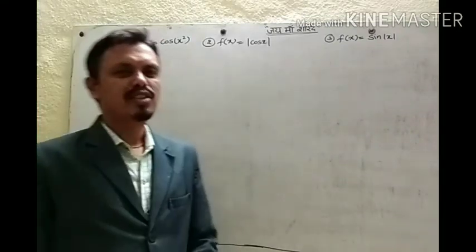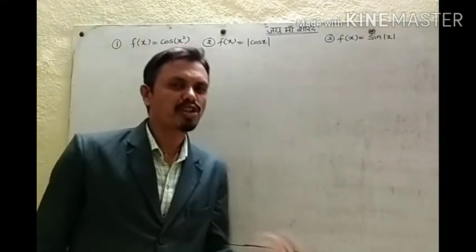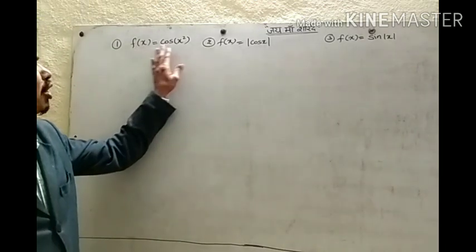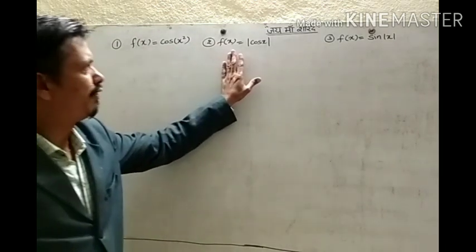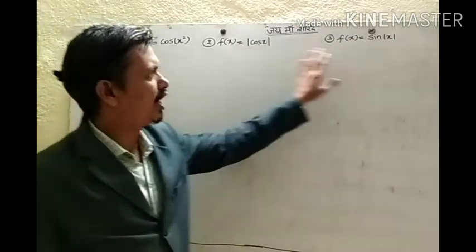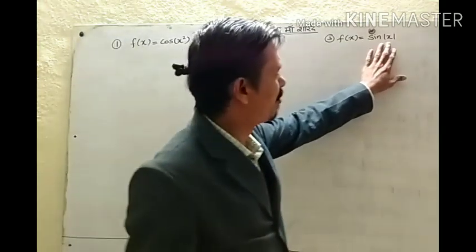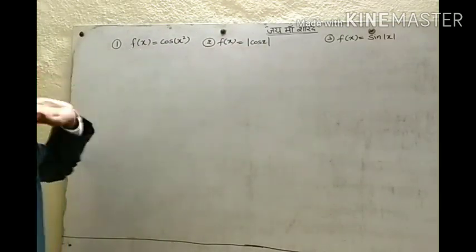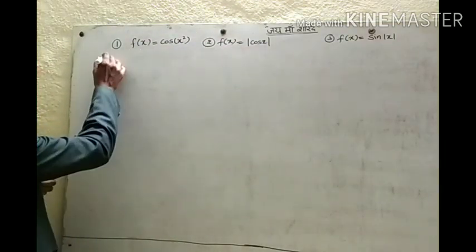Good morning, students. Today we will see some more questions on continuity. We have to show f of x equal to cos x square, f of x equal to mod of cos x, and f of x equal to sin of mod x. These functions are continuous functions. Okay? So first we'll see the first question.